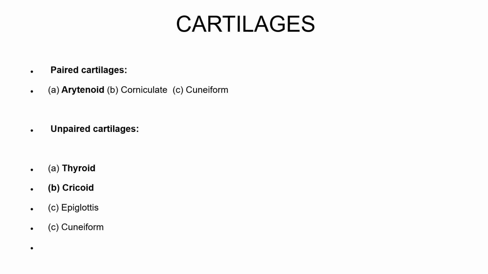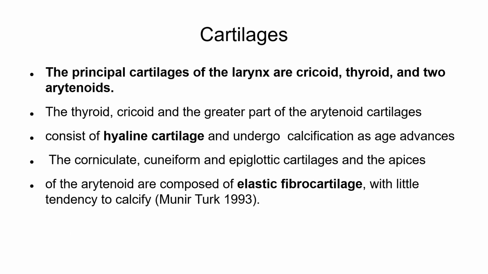So among all the cartilages of the larynx, the most important ones that you must know at the level of MBBS are the thyroid, cricoid and arytenoid cartilages. So the main cartilages, as I have already mentioned, are cricoid, thyroid and two arytenoid cartilages.